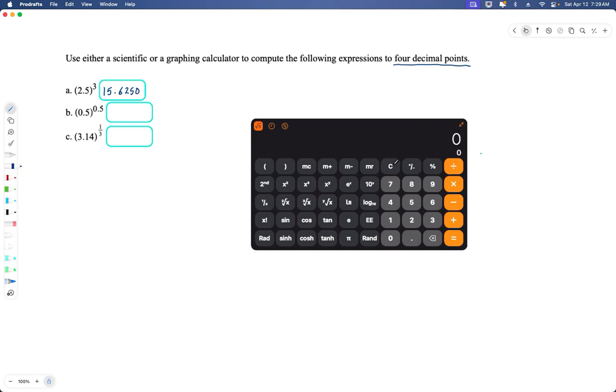All right, the second one is 0.5 to the 0.5 power. So I'm going to do the same thing I did before. Type in the number first, press my key, put in my exponent, and I get 0.7071 is the 4th place here. The number to the right, I cannot round that up because it's a 0, so that is what I'm going to put in, 0.7071, and I think you got that one correct.